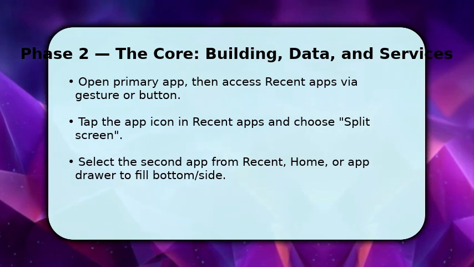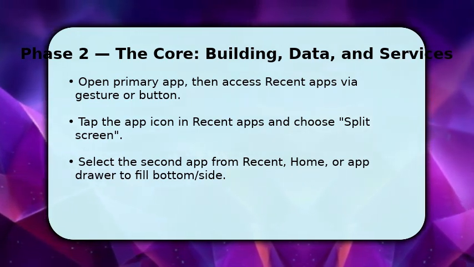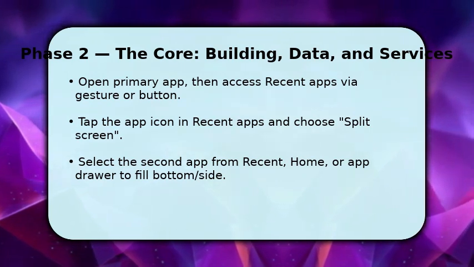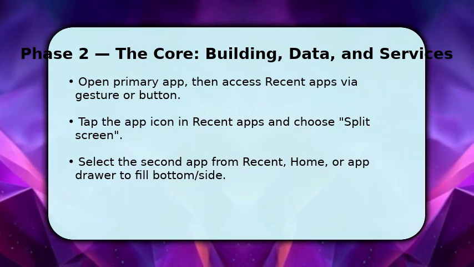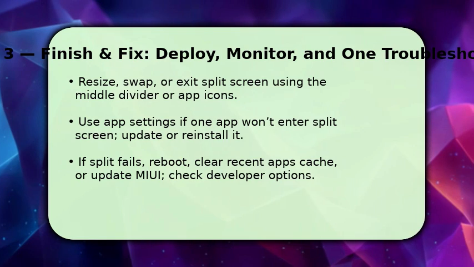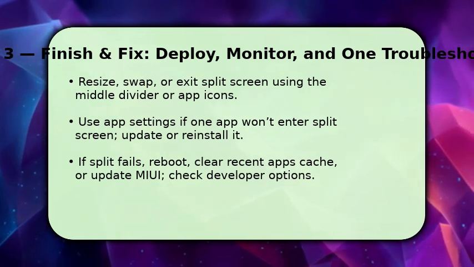You can resize the divider by dragging it. Make sure to test with a few apps. Some media or system apps may not support split mode. Finish by adjusting the divider so both apps are usable. Tap the middle handle to swap panes or drag to exit.